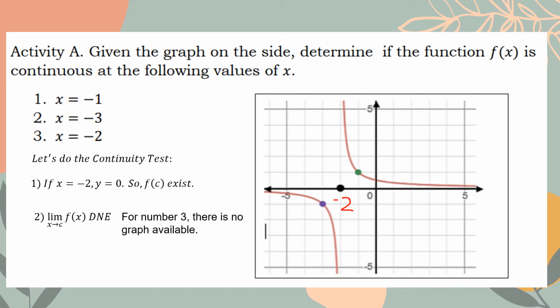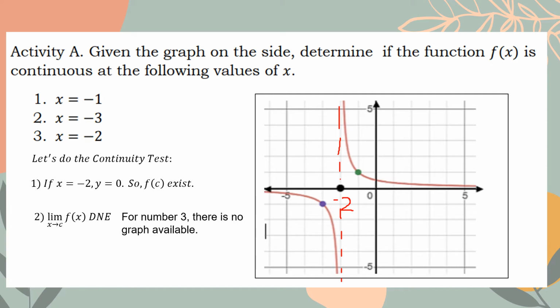The graph does not pass through x equals negative 2 because this is an asymptote. We have an asymptote here, a boundary. Meaning to say, there is no graph available because the graph cannot pass through this asymptote. It does not exist.